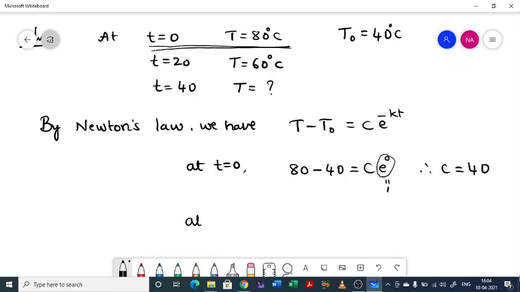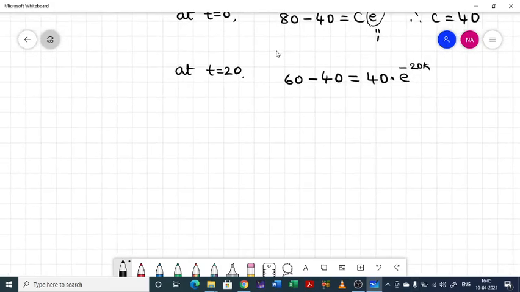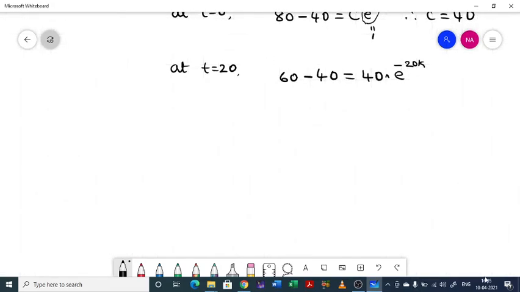Next, at t equal to 20, capital T is 60. At small t equal to 20, capital T is 60, and T naught is fixed, so 60 minus 40, and C is 40, into e power minus 20k. So this implies 20 equal to 40 into e power minus 20k. So you get e power 20k equal to 40 by 20, that is 2.